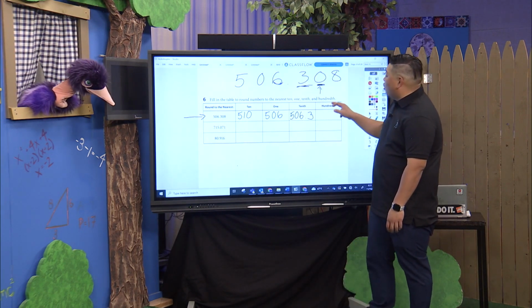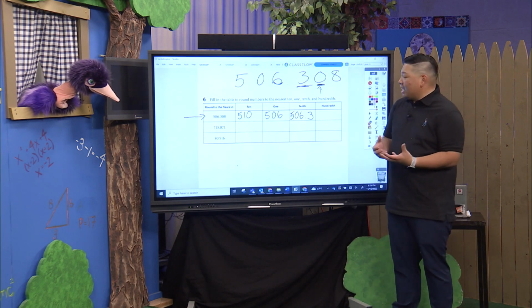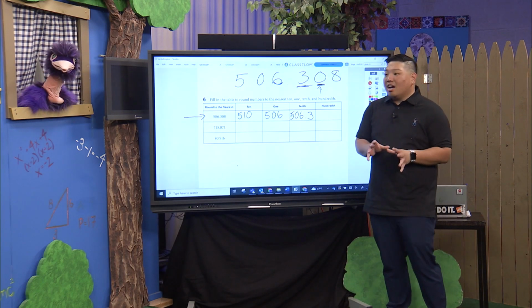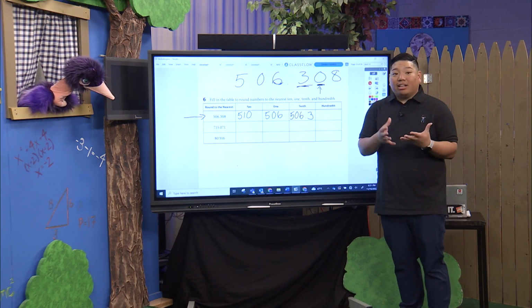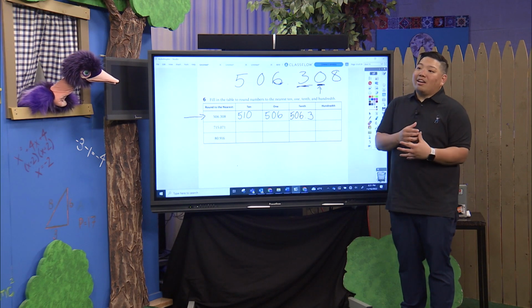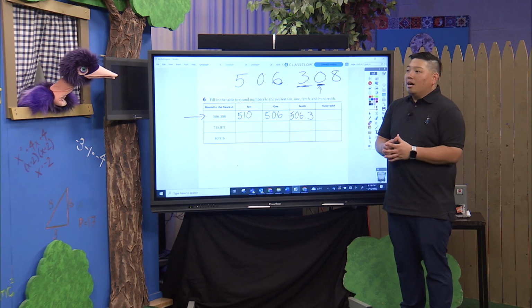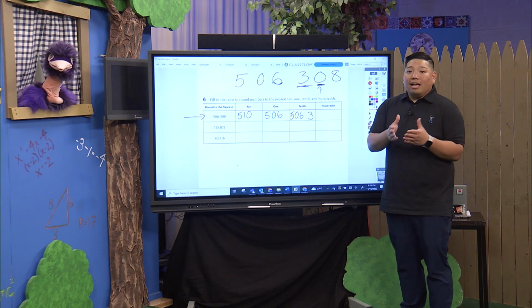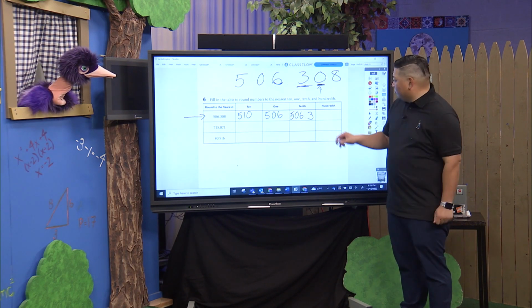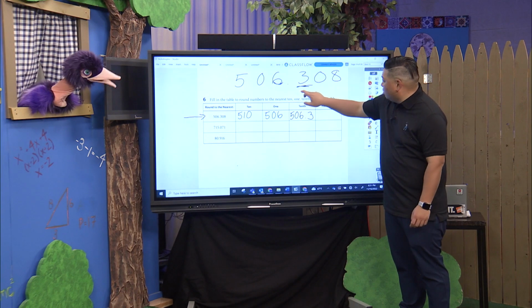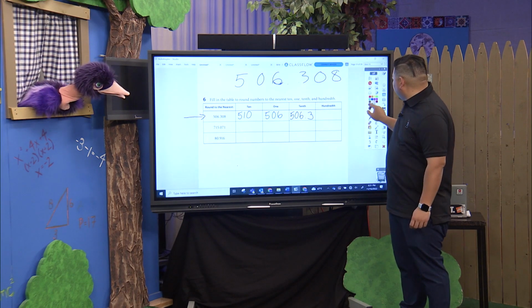Hopefully, boys and girls at home, you're able to see some of the patterns here, taking your time looking at and comparing numbers. We spend a lot of time figuring out greater than or less than, so we can say whether one is greater than or less than the other.